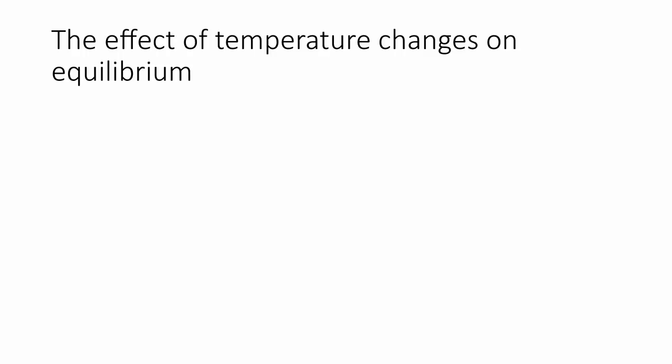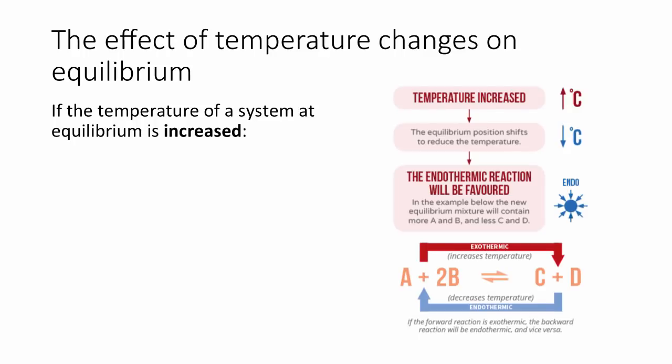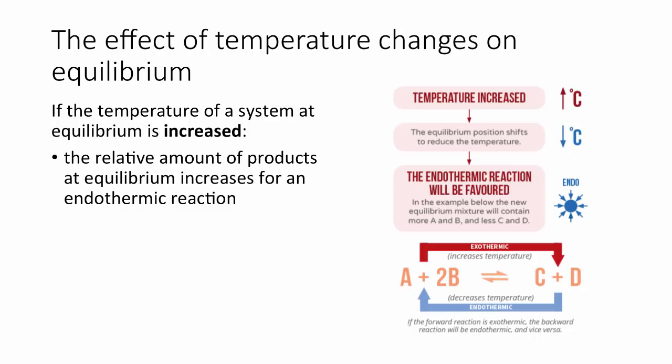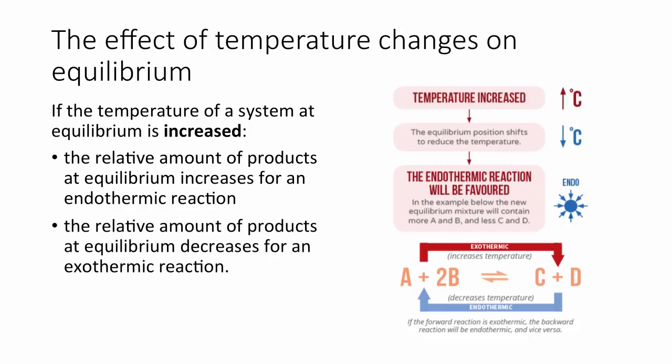The effect of temperature changes on equilibrium. If the temperature of a system at equilibrium is increased, the relative amount of products at equilibrium increases for an endothermic reaction. That is, as you've increased the heat, the equilibrium will oppose the change by decreasing the heat. And the way that the reaction can decrease the heat is to favour the endothermic, in-taking heat reaction. The relative amount of products at equilibrium decreases for an exothermic reaction, that is where the forward reaction is exo.